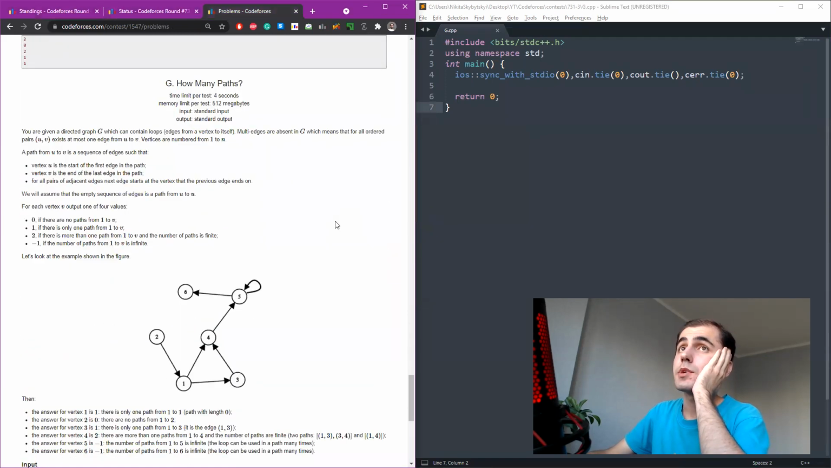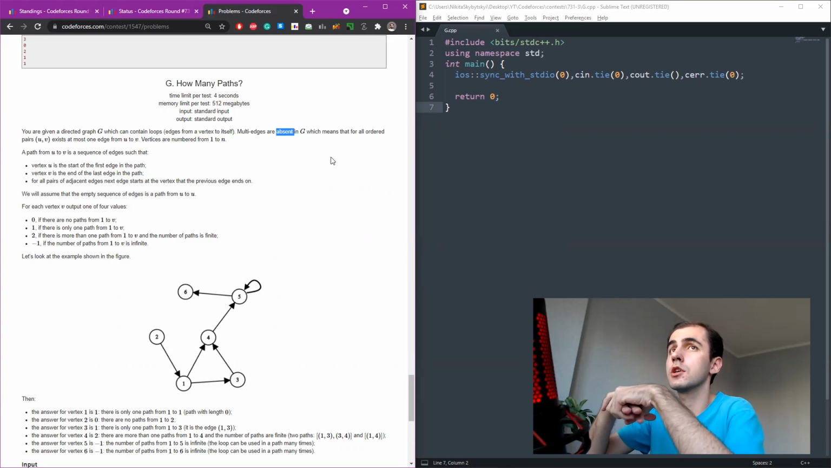Problem G, how many paths? We have a directed graph G which can contain loops, edges from a vertex to itself. Multi-edges are absent in G, which means that for all ordered pairs uv, there exists at most one edge from u to v, so it's directed. Yes, it's directed. Vertices from 1 to n. A path from u to v is a sequence of edges, blah blah blah. An empty sequence of edges is a path from u to u.